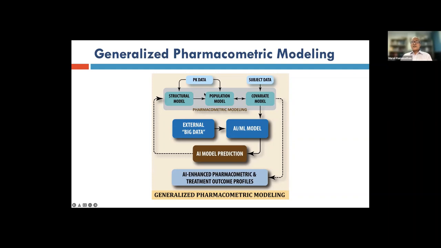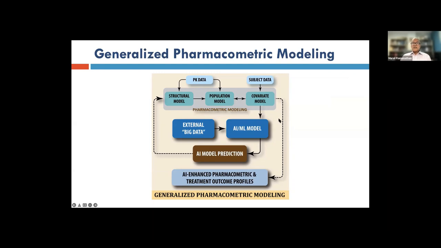So this is the typical pharmacometric modeling space. You have a structural model, you have a population model, and PK data is typically fed into the structural model and the population model. And then you include subject-specific data to develop a covariate model, and the covariates help explain more of the variability in the PK that you see.